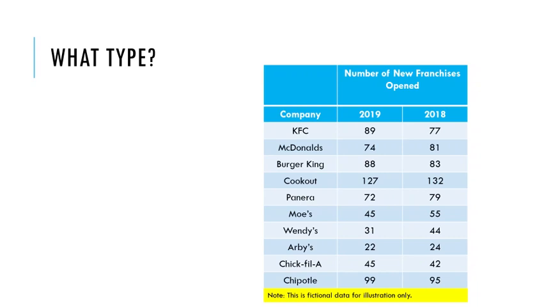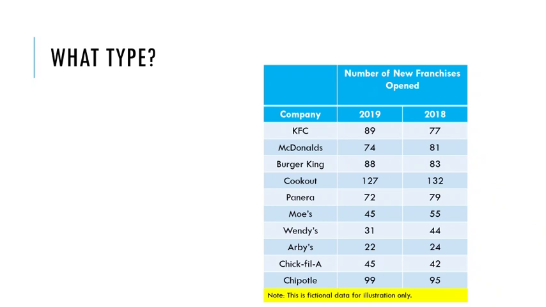Now, what if instead I add a column? So now we've got the number of new franchises opened for all the same entities: Kentucky Fried Chicken, McDonald's, Burger King, Cookout, Panera, and so on. But now, instead of 2019 data only, I have 2018 data.